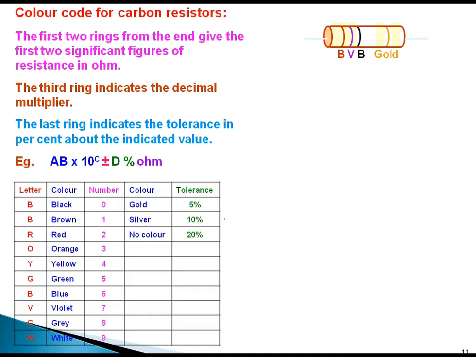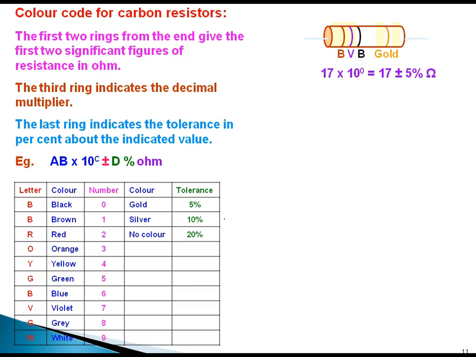Now you have to learn this table. B.B. Roy of Great Britain has very good wife: black, brown, red, orange, yellow, green, blue, violet, gray, white, from 0 to 9. And on this side we have written the gold color tolerance is 5%, silver 10%. If there is no color, tolerance is 20%.